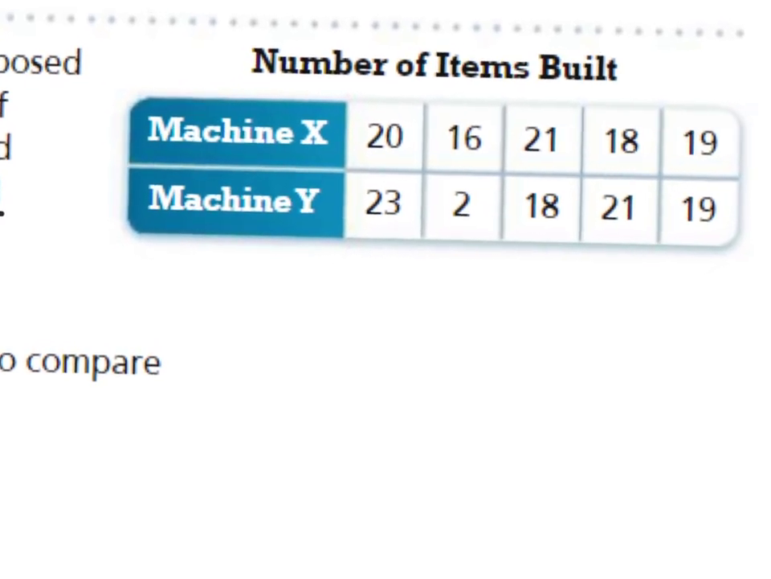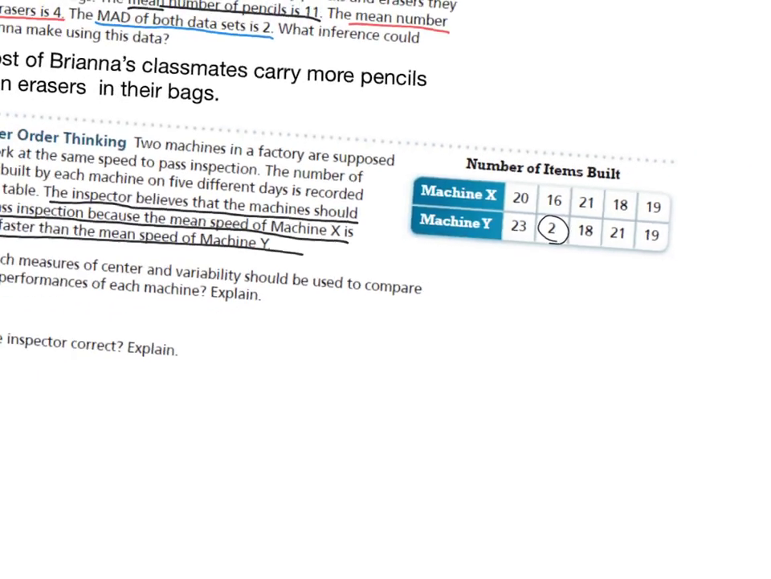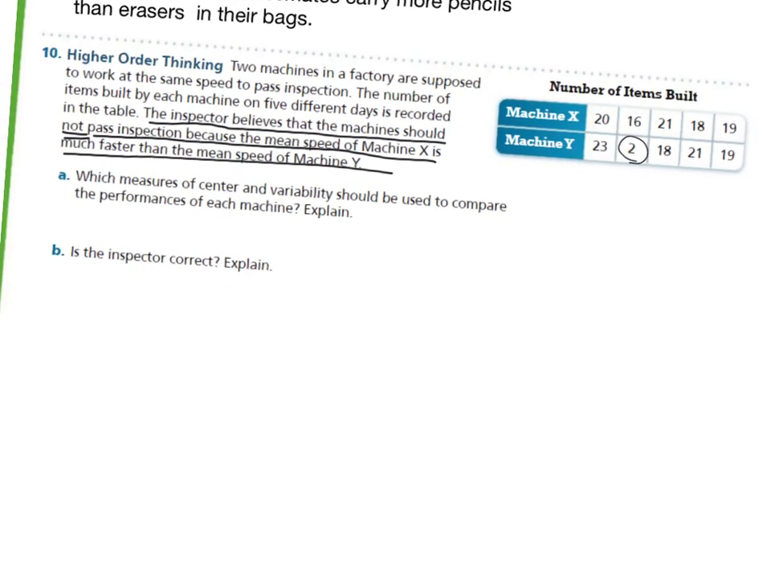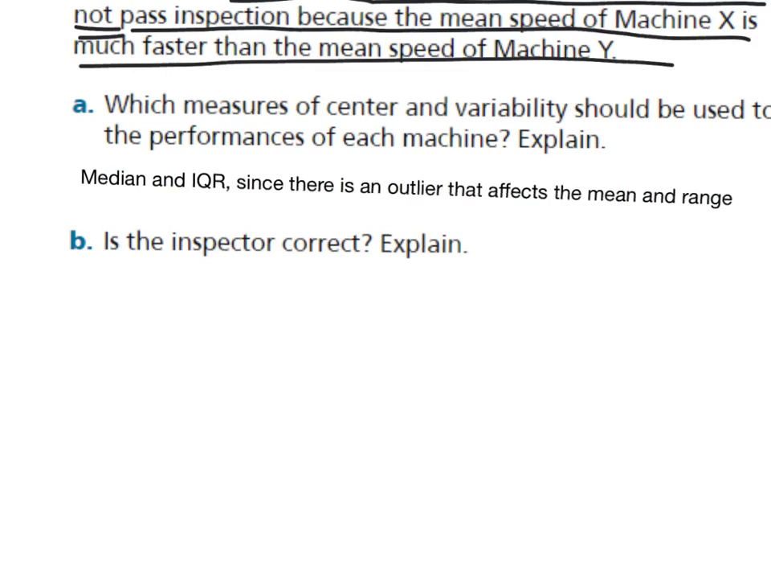So look at the numbers here. Here's our issue. That is a major outlier. Maybe the machine broke down that day and they had to fix it, so it wasn't running as long. It didn't build as many items. That's a major outlier. So for this, it would probably be best if we use the median and IQR, since there's an outlier. That's going to have a big effect on the mean and the range.